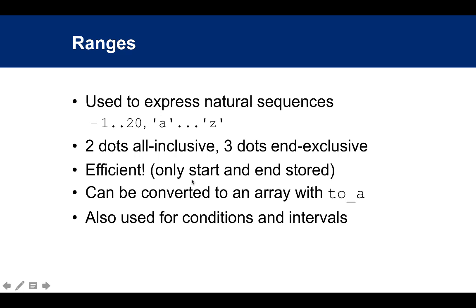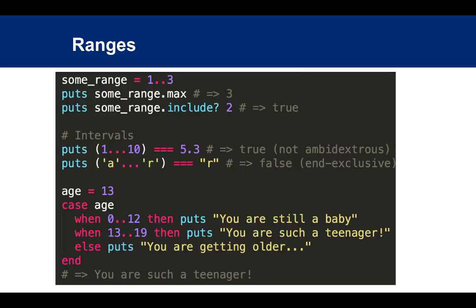And it's very efficient because even though you're specifying a big range, you only have to keep track of the beginning and the end. So in terms of your memory, if this were an array, it would take up a lot of space, but because it's a range, it's very efficient, doesn't take up much space. Now, if you want to convert a range to an array, you could do that. You would just call the to_a method on the range, and that would automatically create an array for you with all the numbers or all the letters in that range as part of that array. And you could also use it for conditions and intervals, as we're going to see in a minute.